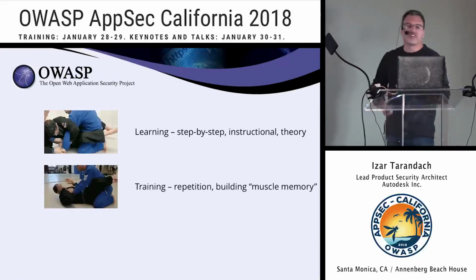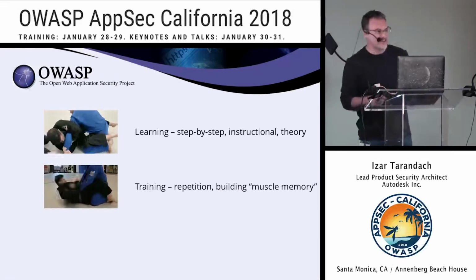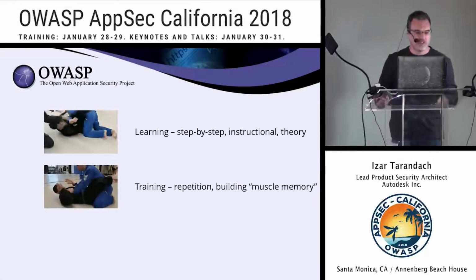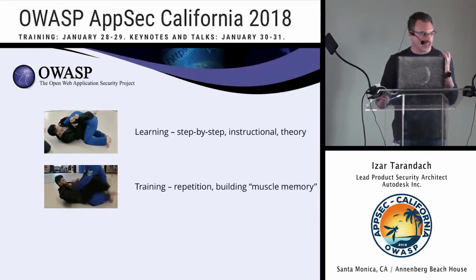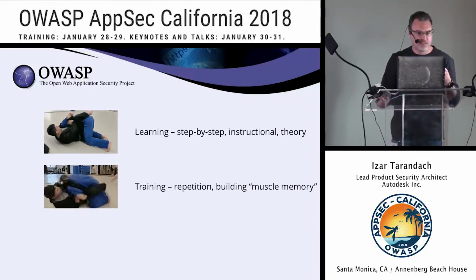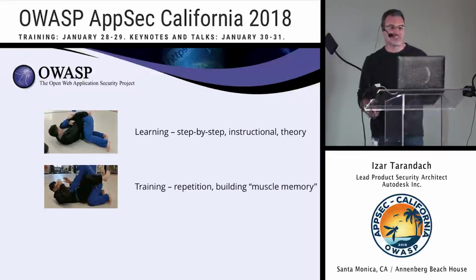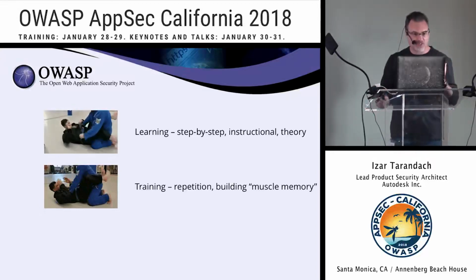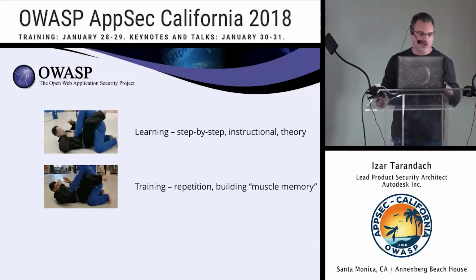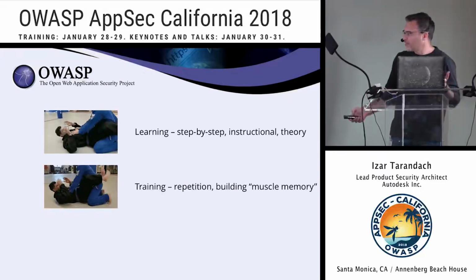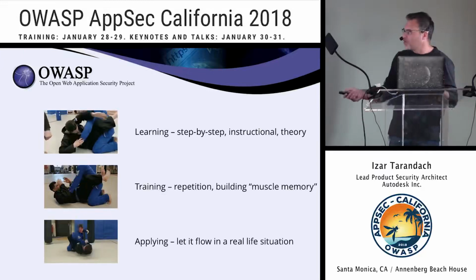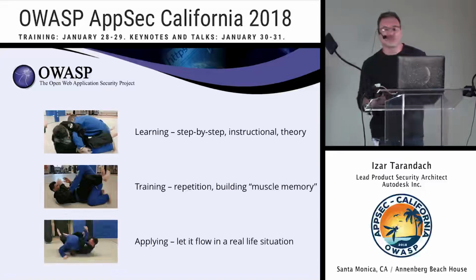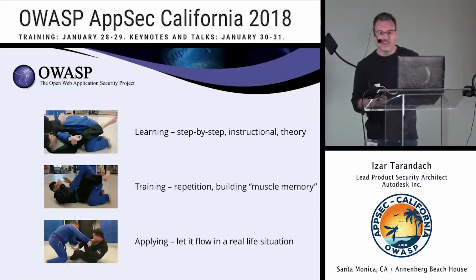In the next step, you are just going to do that thing again and again and again. What you're doing here is building muscle memory. You're getting to a point where you know that thing so well that whenever the situation presents itself, you are able to use it without having to engage your conscience, without having to think about it. It just happens. It flows out of you. So we go from learning to training to applying. And that's the way people actually learn and acquire skills.